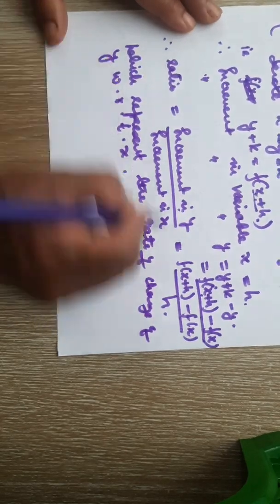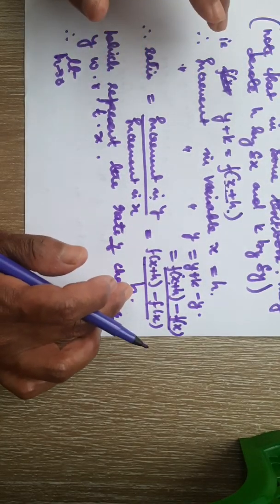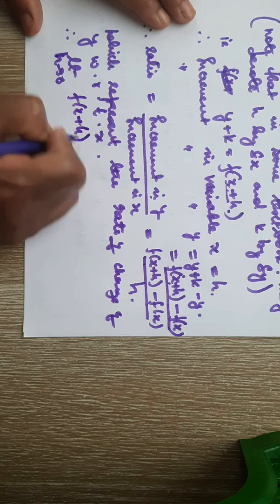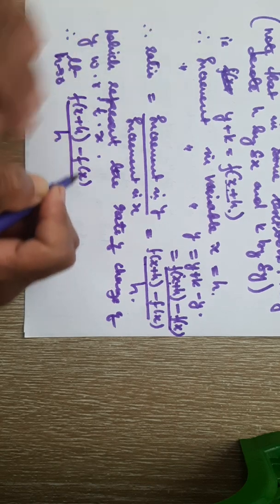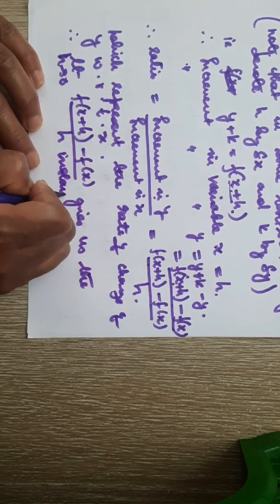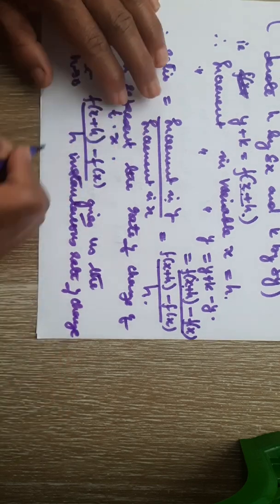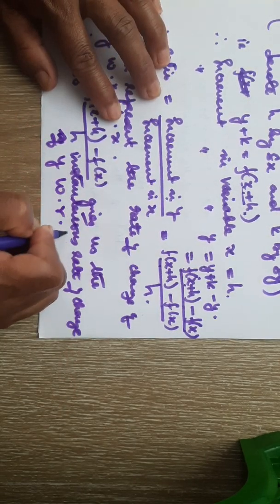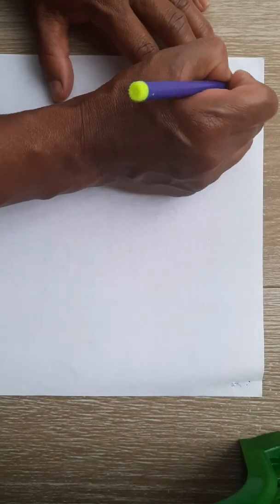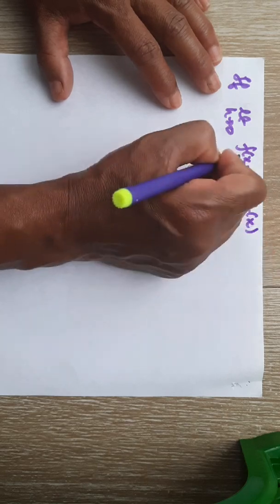Now, if I take the limit as h tends to 0, that means if the increment or the change in x is very small or approaches 0, then f of x plus h minus f of x divided by h will give us the instantaneous rate of change in y with respect to x, the independent variable. Now, if the limit as h tends to 0 of f of x plus h minus f of x by h exists.